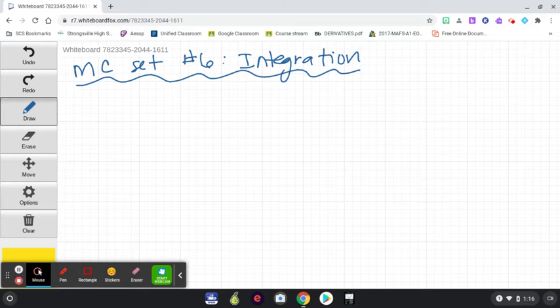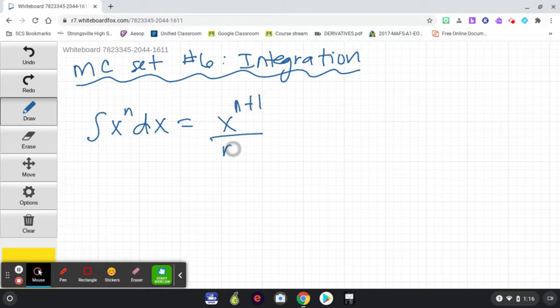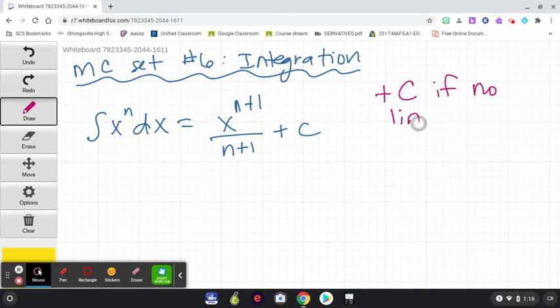And so as a reminder, if I were to integrate a polynomial function or a function with a rational exponent or a function with a negative exponent, remember that to integrate, I'm going to add 1 to the exponent and divide by the new exponent. And if there are no limits, I have to have this plus c. So plus c if no limits on the integral. Okay, if you do have limits on the integral, that's where you would then evaluate that integral.